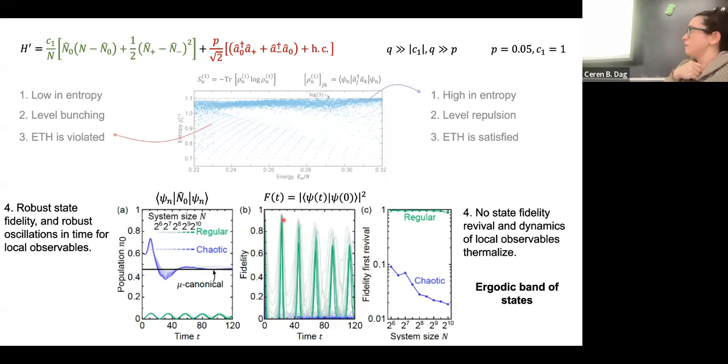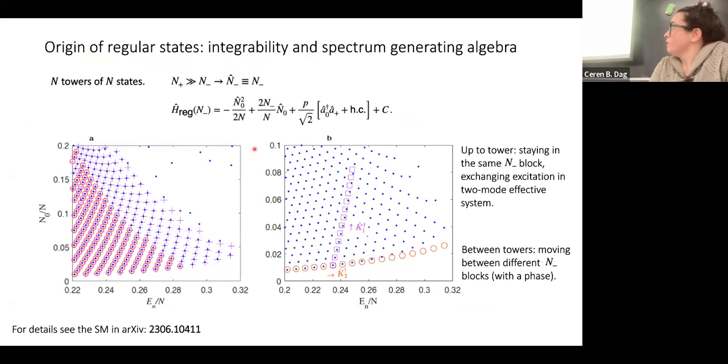If I initiate the dynamics on this higher band in the chaotic part, we don't see the revivals, and we also see thermalization. That's why we call this higher band the ergodic band, or chaotic band, of states, and we call these states here the structured, regular states. The naming partially comes from the fact that these states are also associated with stable periodic orbits, as I will explain in a second. But before that, let me also mention that we looked for the origin of these regular states.